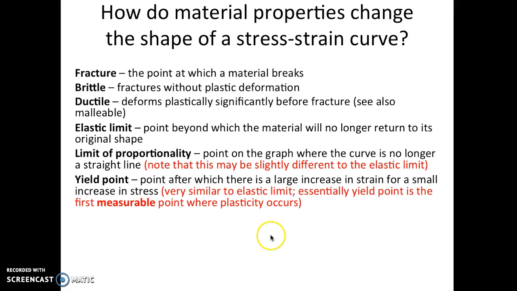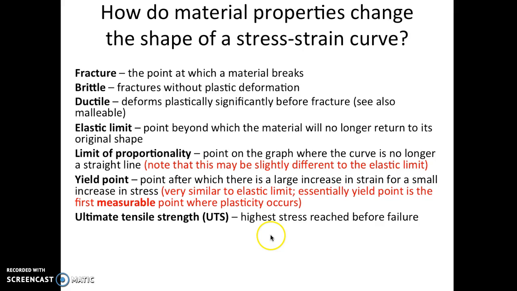Yield point. Yield point is another thing that's nuanced and is very similar to elastic limit and limit of proportionality. It's the point after which there is a large increase in strain for a very small increase in stress. So it's very similar to the elastic limit, and it essentially is the point beyond which the material is plastic, but it's the first measurable point. So when we're doing lots of measurements and we then join up the points on a curve, it's the first point where my measurement actually shows that this has happened. But the elastic limit may well have occurred before that point, it's just that I didn't measure that point.